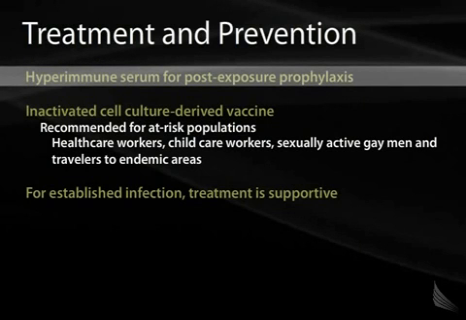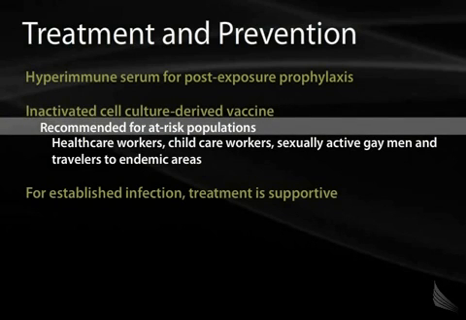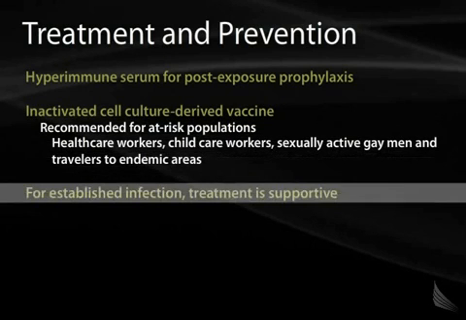Treatment and prevention includes hyperimmune serum for post-exposure prophylaxis, or you can use the inactivated cell culture-derived vaccine, which is recommended for people who are at risk: healthcare workers, childcare workers, sexually active gay men, and travelers to endemic areas. People who have established infection, we just treat supportively.